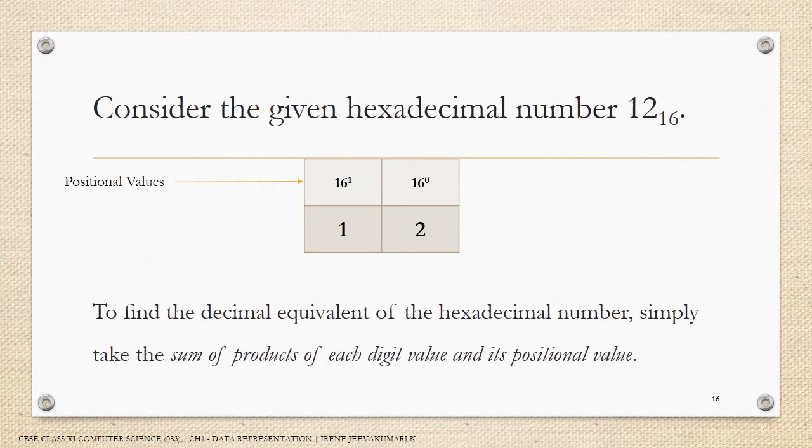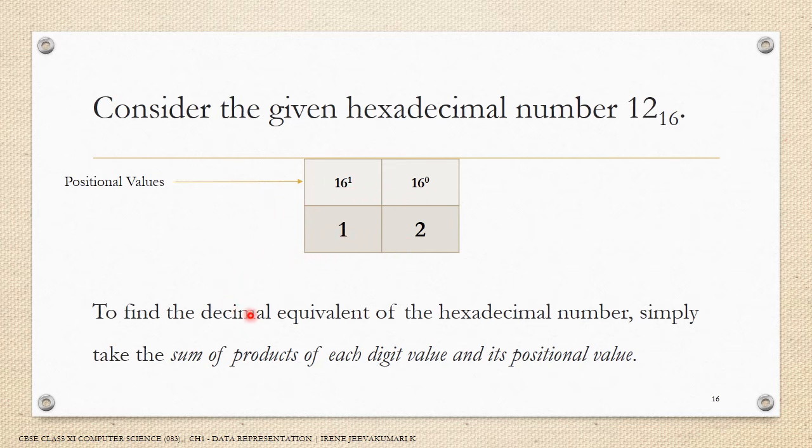Consider the hexadecimal number 12 to find its decimal equivalent. Here subscript 16 is used to specify the hexadecimal number as it is a base 16 system. Now let us consider this number 12. This is the units position of this hexadecimal number. So the positional value of this units position is 16 power 0 and the positional value of the next digit is 16 power 1.